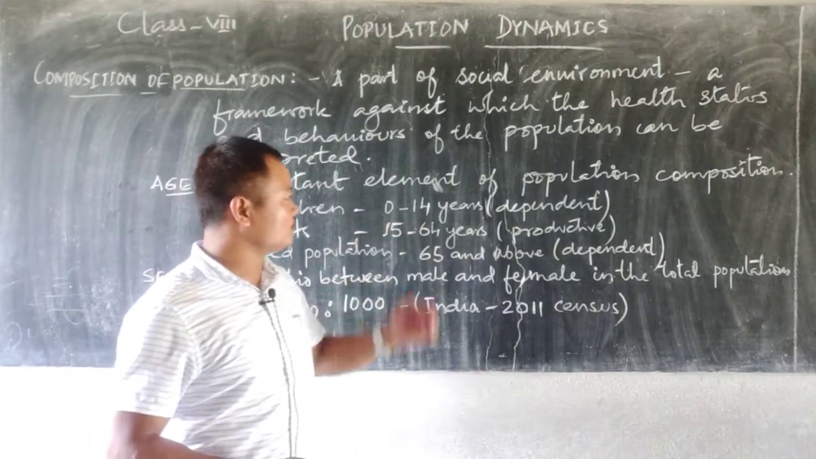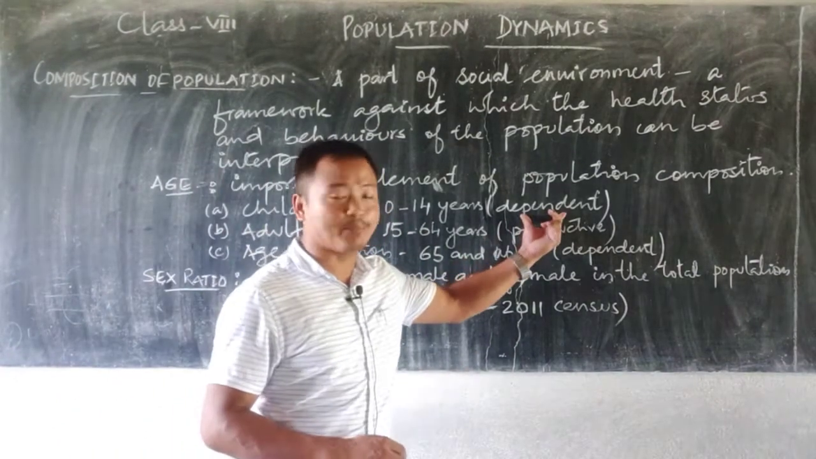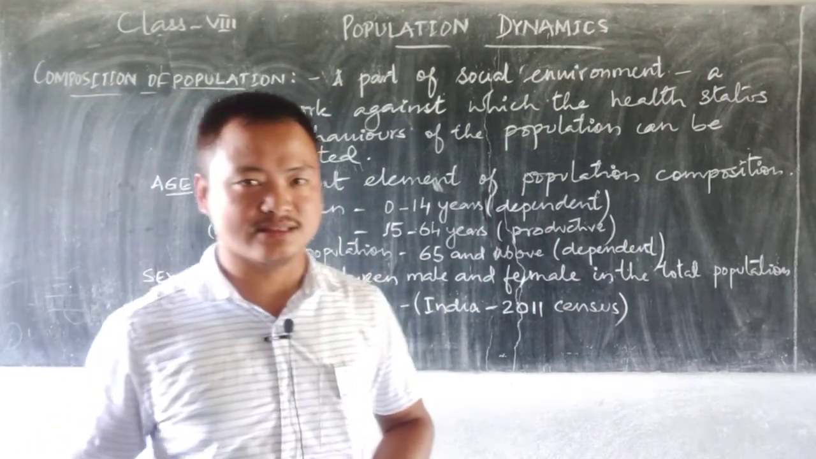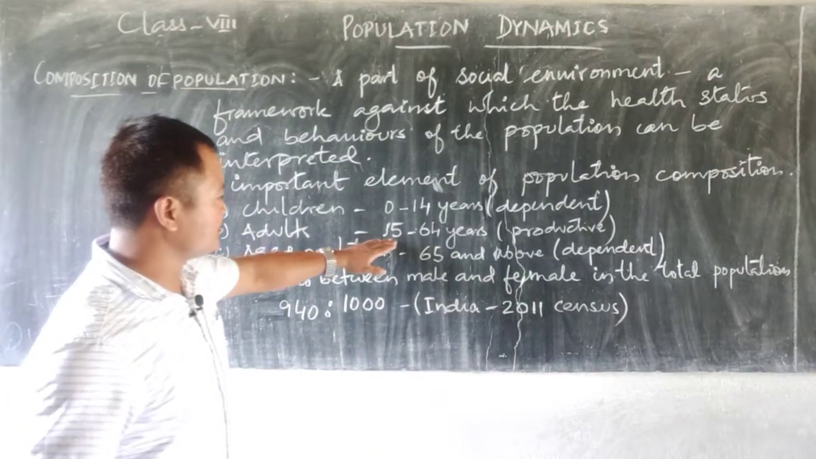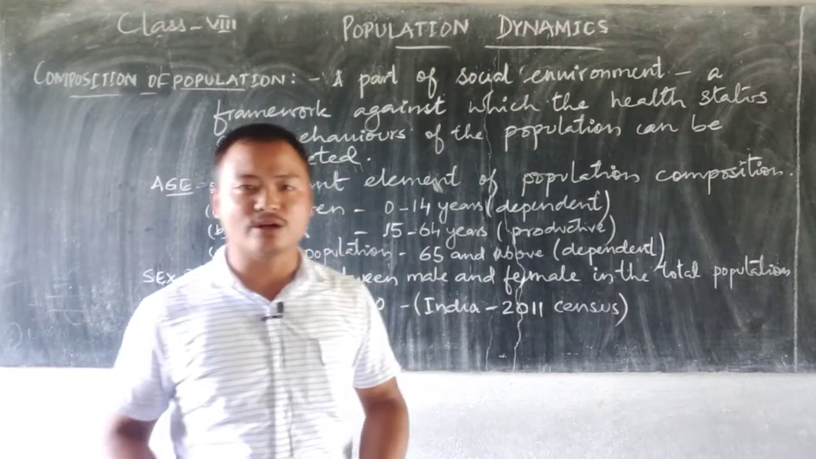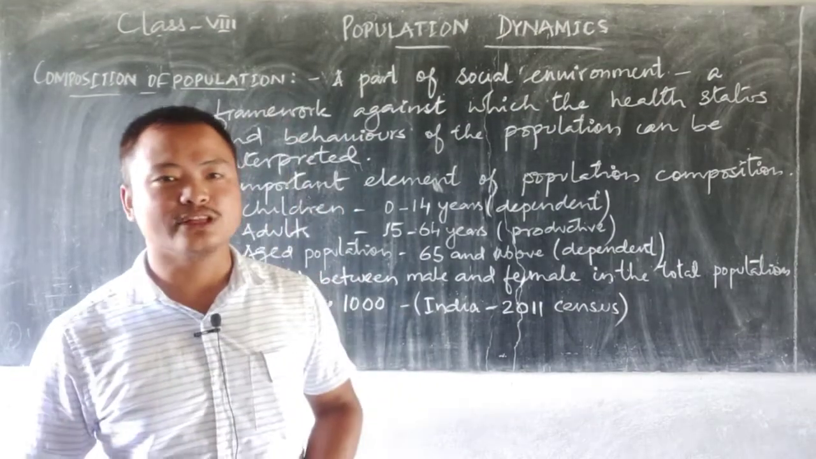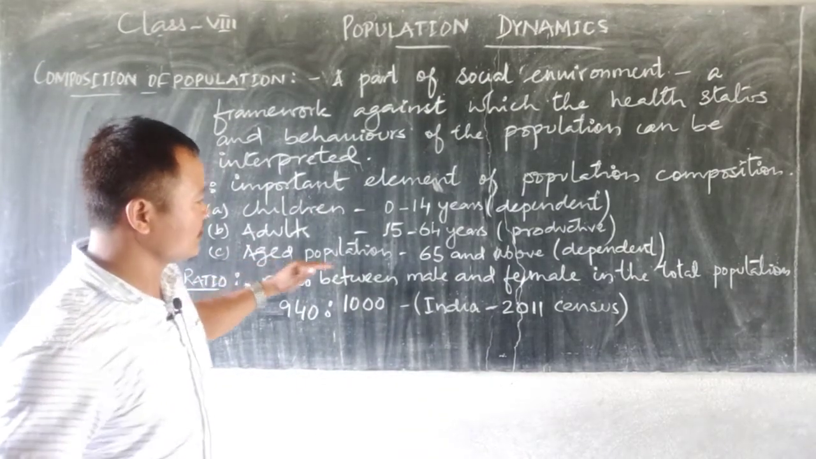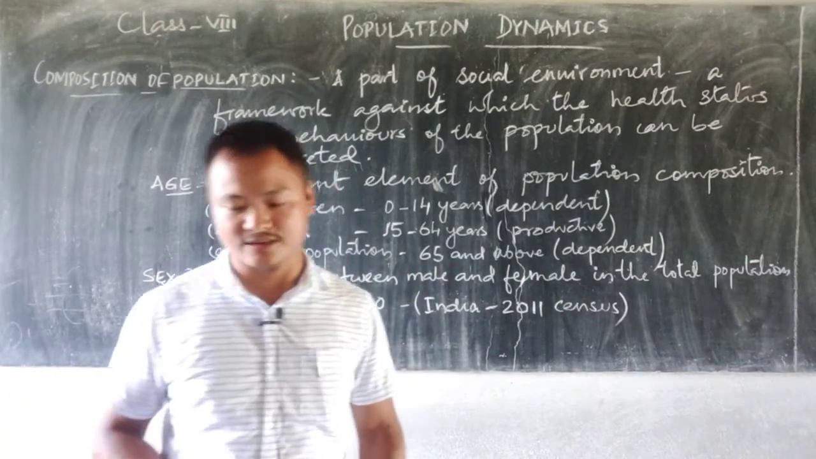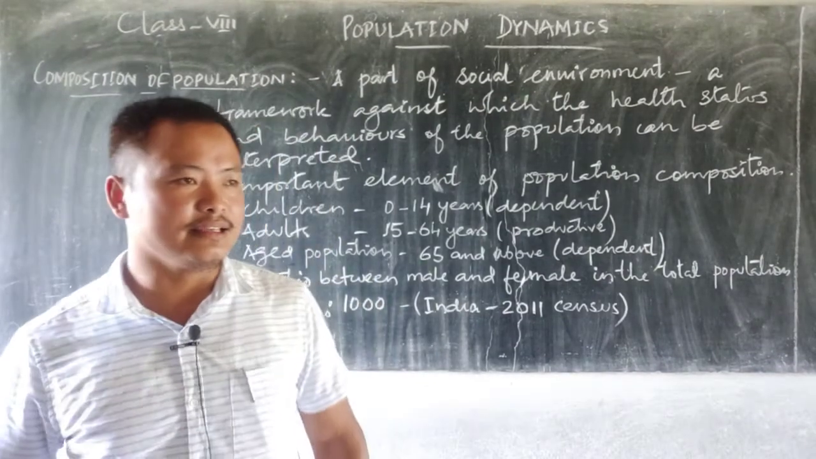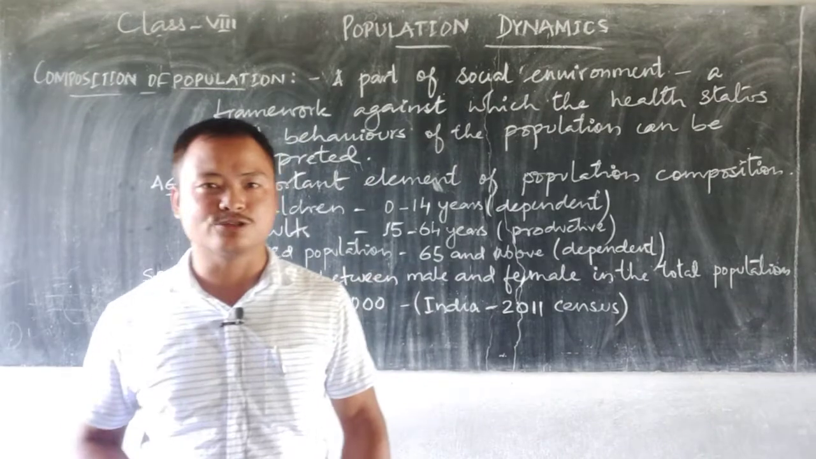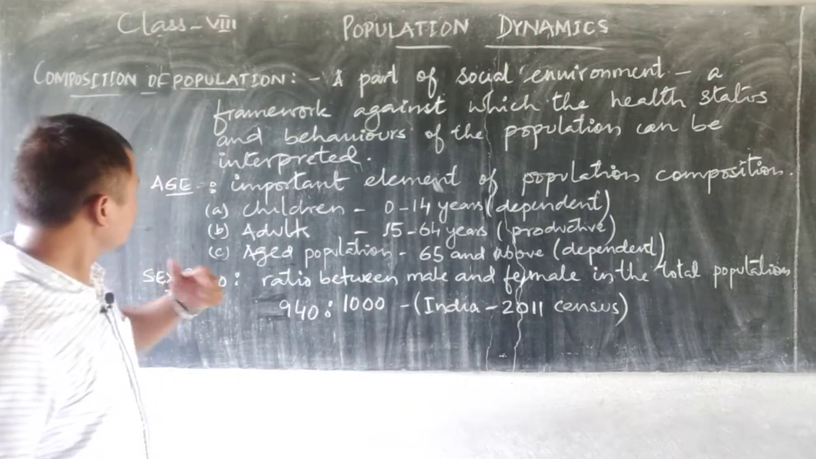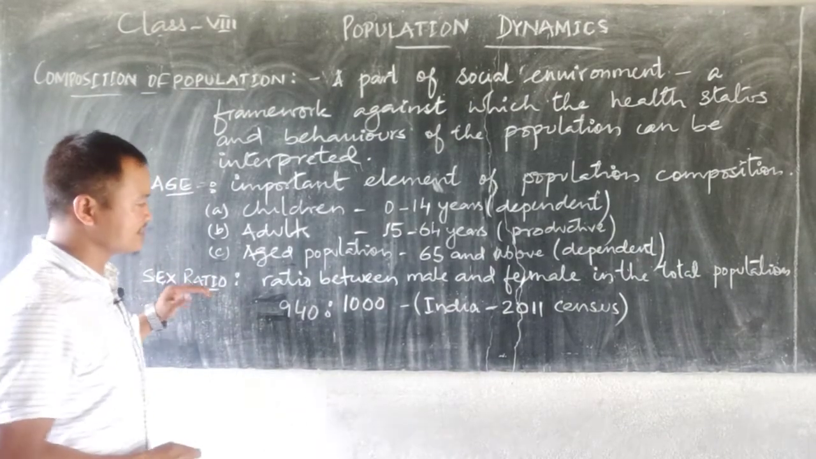Children are between 0 to 14 years and are mostly dependent, that means they do not work and do not take part in any economic activities. Adults, aged between 15 to 64 years, are quite productive because they work and add to the economy of a country. The third group is the aged population, 65 years and above, generally the old and retired people who are mostly dependent on the young workforce.